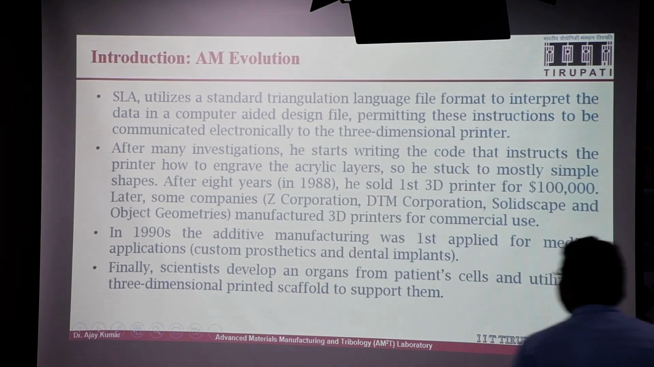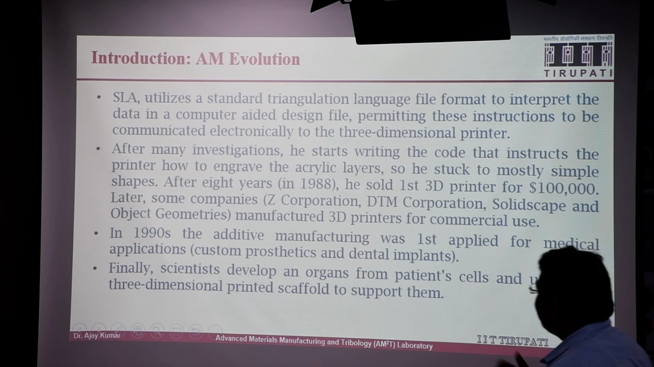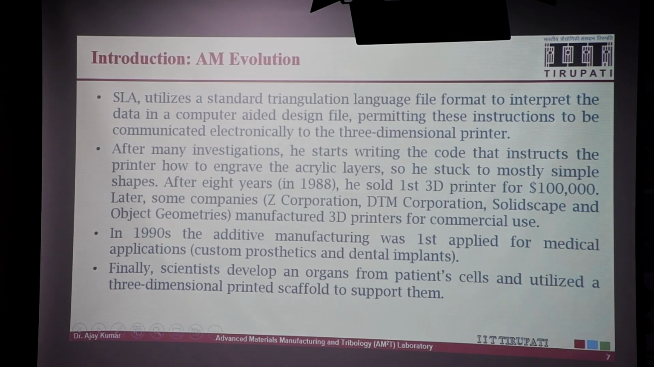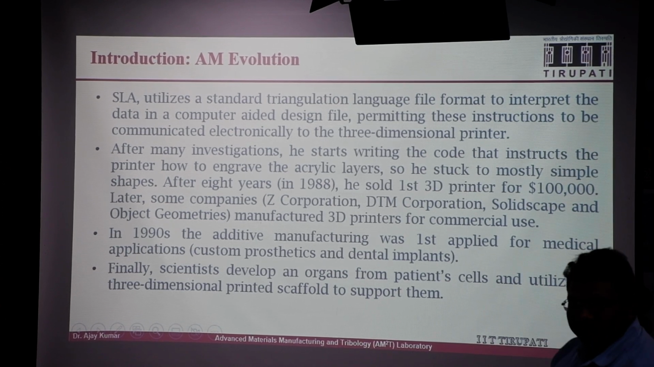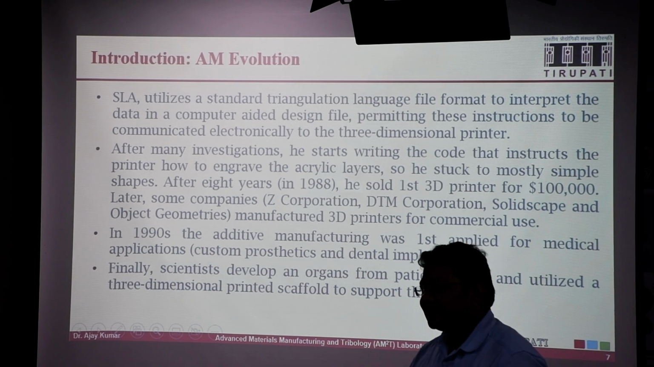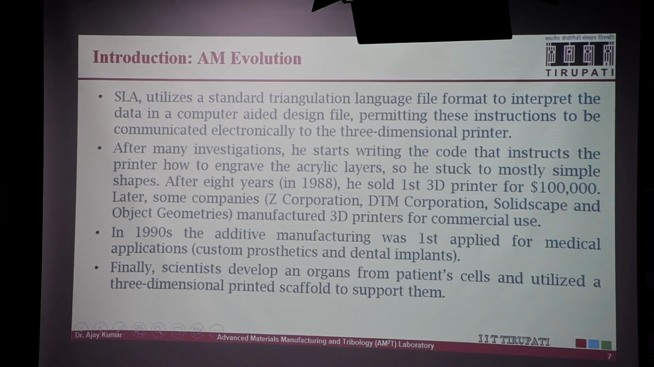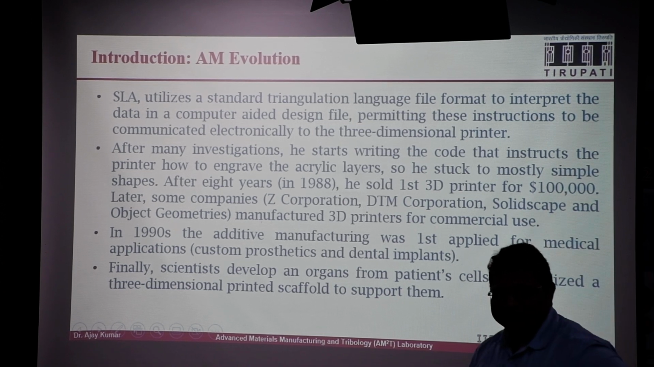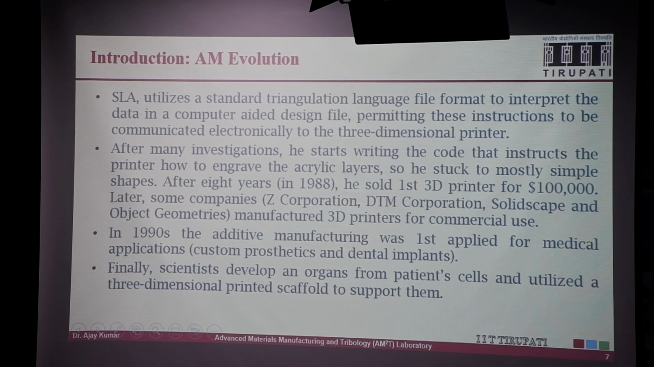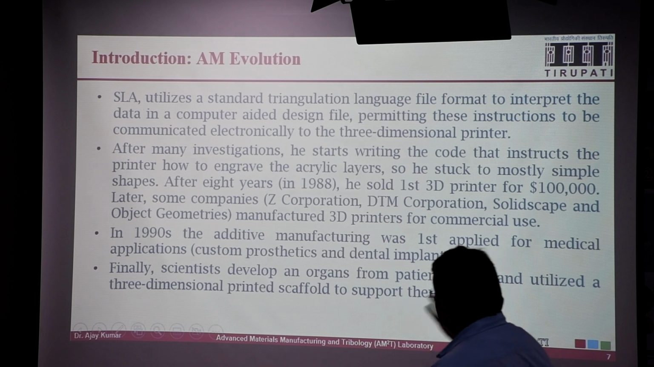Now you will be knowing about this SLA process. You have the CAD model, then you convert it into the STL file, and then you put it into the machine. After many investigations, he started writing the code. You also need to write code for printing; when you have to print something, you have to write code for that. After 8 years, in 1988, he sold the first 3D printer for $1 lakh. So you can see that in 8 years he built the machine, and then he sold it.